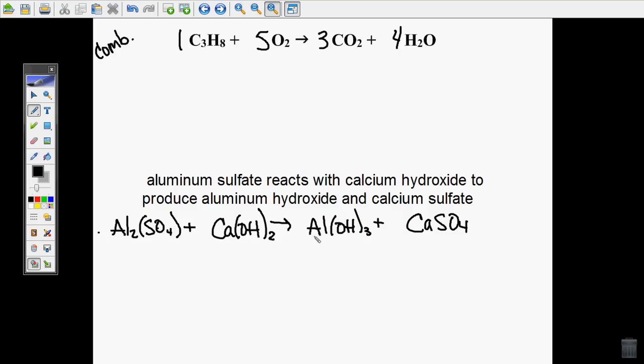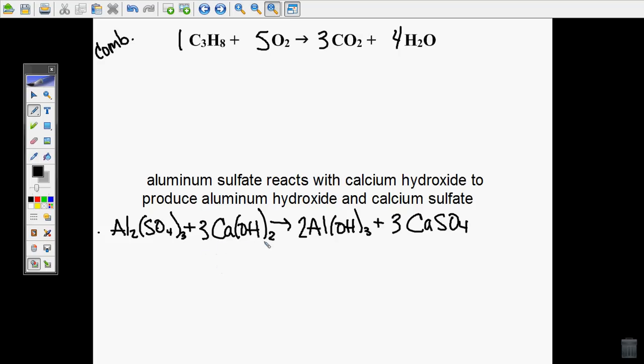to crisscross again. Okay, so I'm gonna do my metals first. I have 2 aluminum here, I need 2 aluminum here. 1 calcium, so that's okay. And then I'm gonna balance my polyatomics as a unit. I have, oops, this should be 3. I have 3 sulfates here, so I need 3 sulfates over here, so I'm gonna put a 3. Well, that changed my calcium, so I need 3 calcium over here.